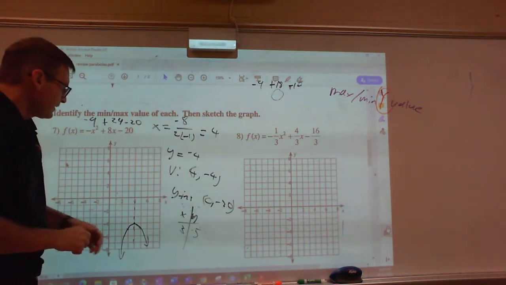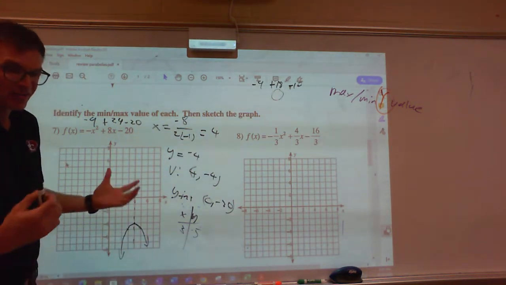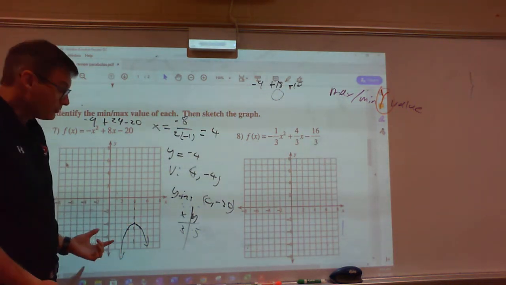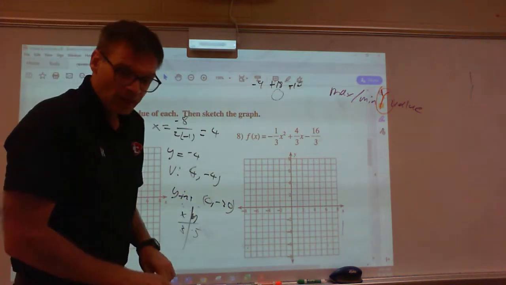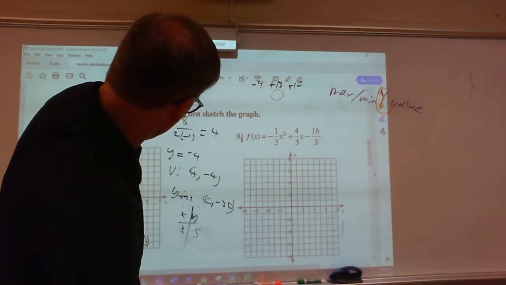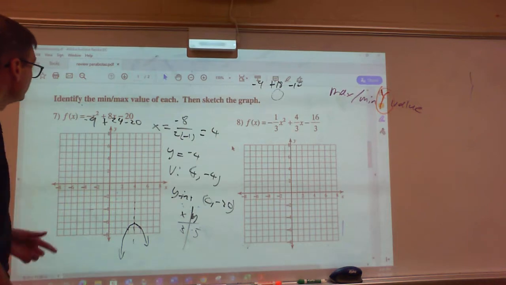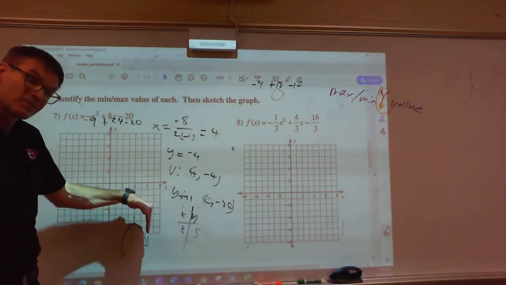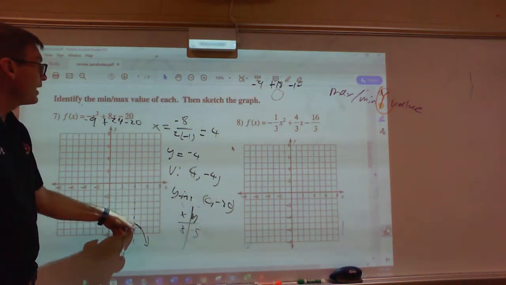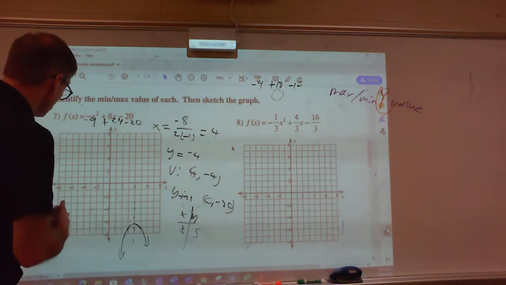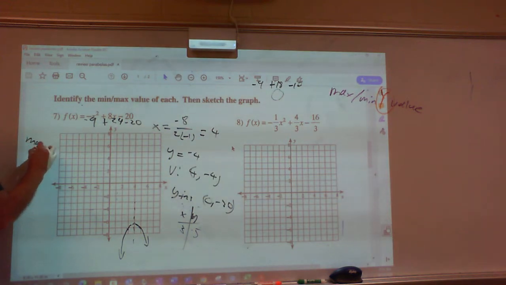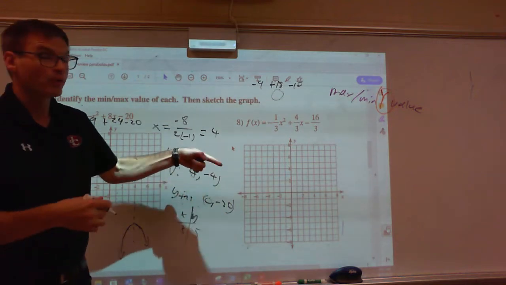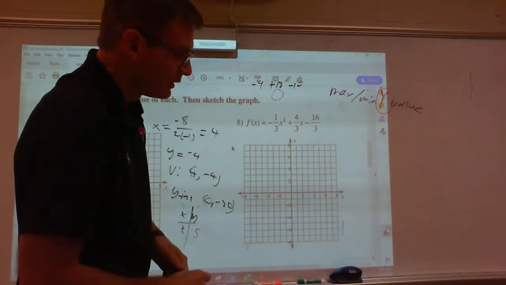So I need a point on either side. How you find it, sometimes you're lucky and the y-intercept is helpful. Sometimes you're not lucky, and it doesn't work. Now, identify the max or the minimum value. Looking at this, because it's a peak, it's got a max, and my max value is whatever this y value is. So this has a max value of -4, because we're looking for the y value.